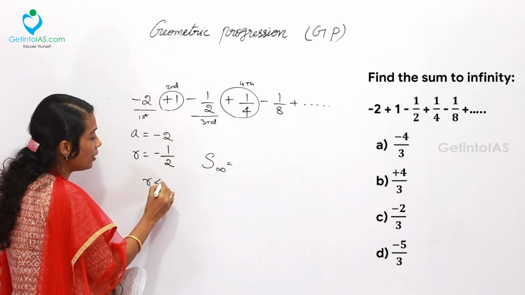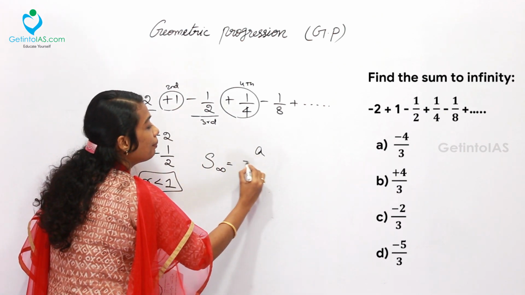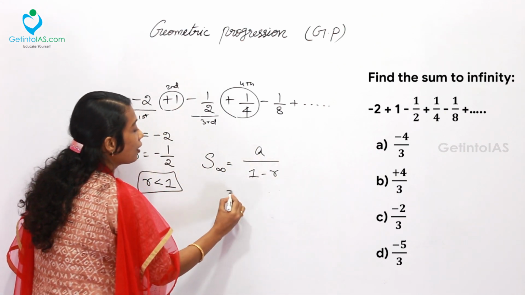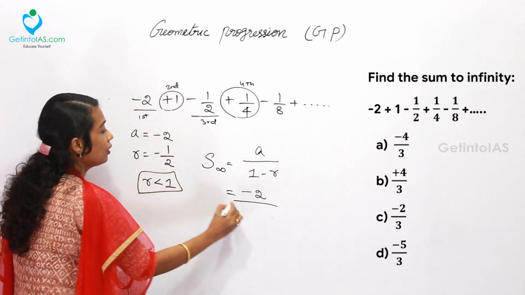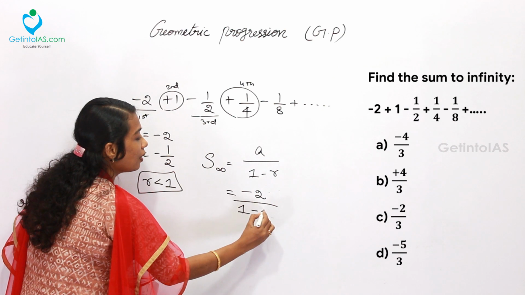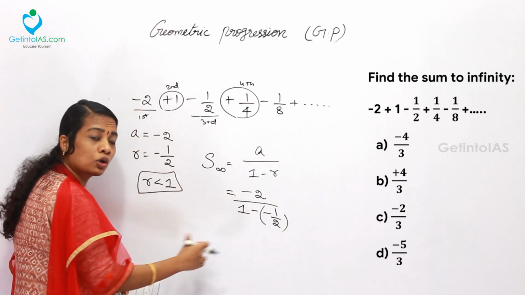Here also r is less than 1. Now you want to take the formula a by 1 minus r. What is a here? Minus 2. What is 1 here? You can take 1. What is r here? Minus 1 by 2. 1 minus 1 by 2.